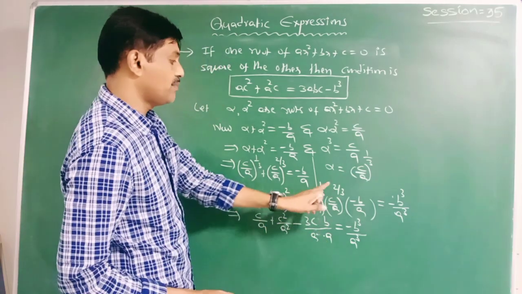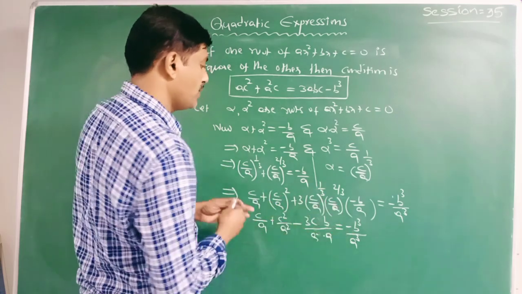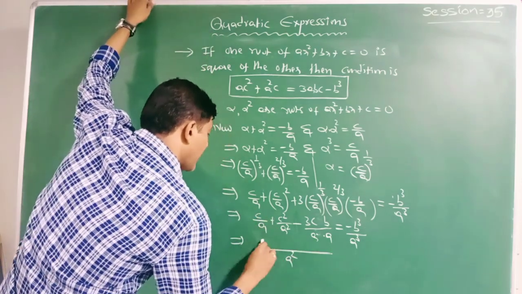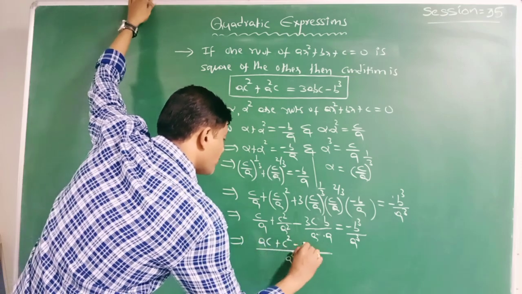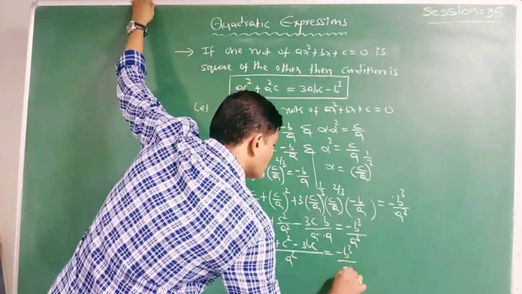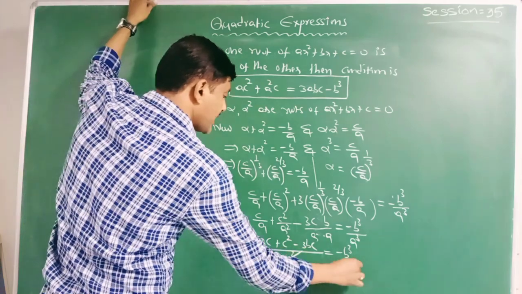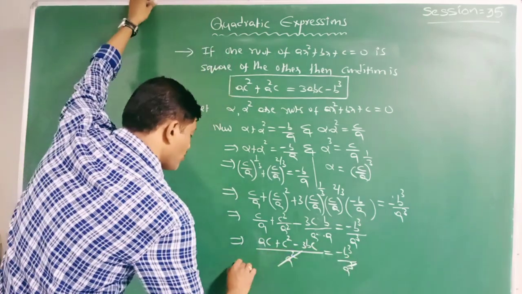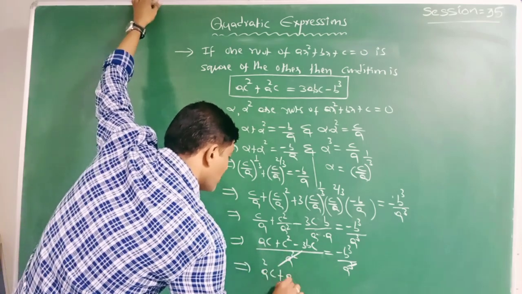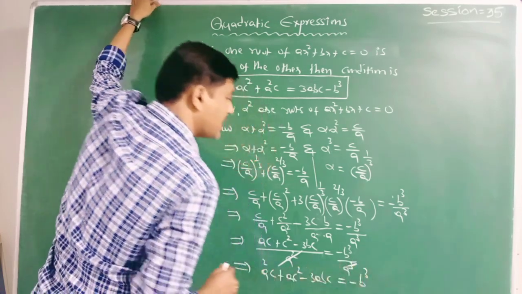Because the bases are same, power should be added, whole power 1, into b by a is equal to minus b cube by a cube. Now what is the LCM? LCM is a square here: ac plus c square minus 3bc is equal to minus b cube by a cube. Cancel a square on both sides. Here we have a, just cross multiply: a into a square c, ac square minus 3abc is equal to minus b cube.